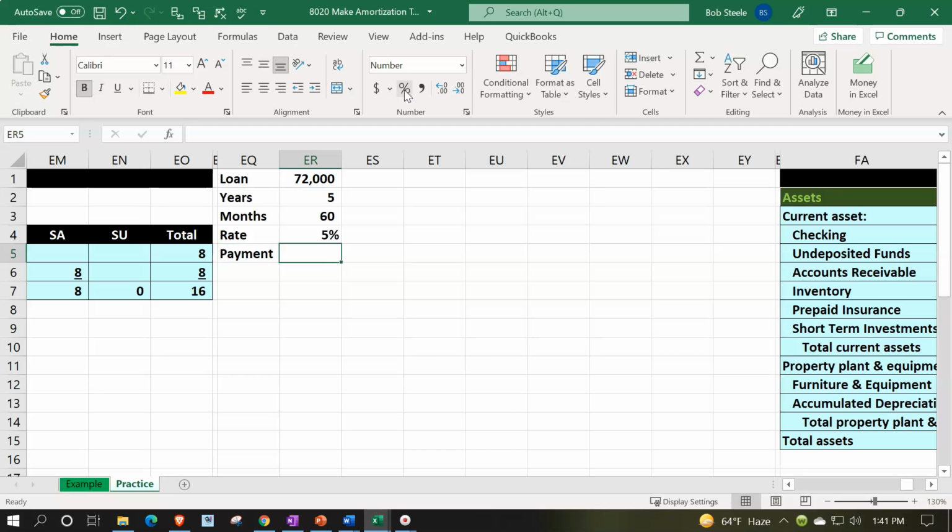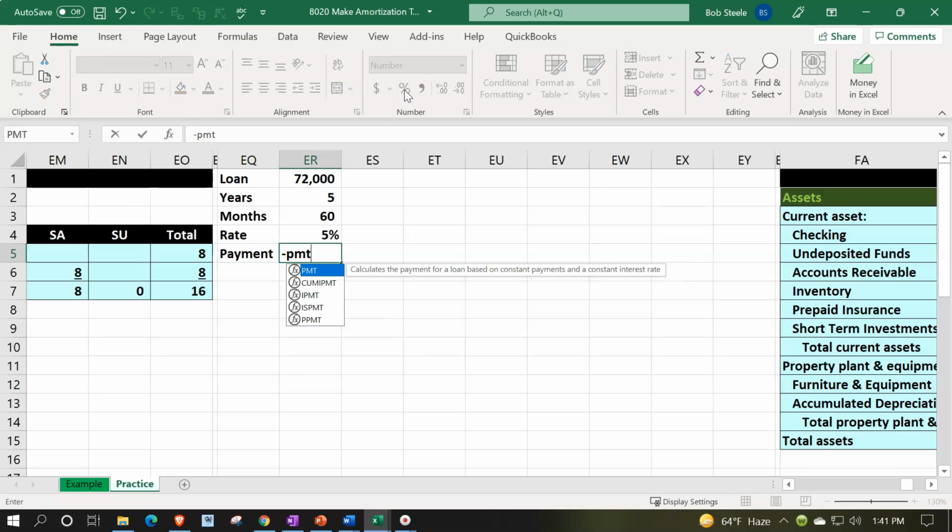Payment is going to be, we'll calculate the payment. So based on this information, we will calculate the payment, which is something you might get from the loan place. But if you're kind of estimating your loans, this is one way you can calculate the payment. It would be this formula, negative PMT, Shift 9, so this is the payment formula. The rate is in that cell. It's going to be the 5% in ER4.